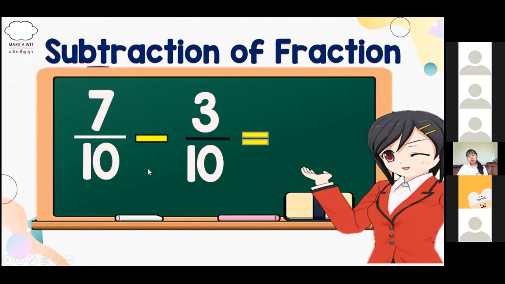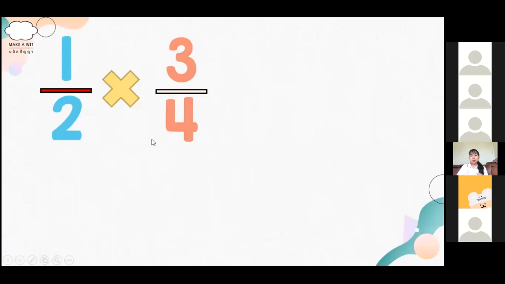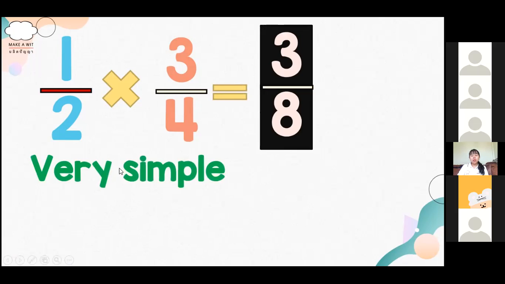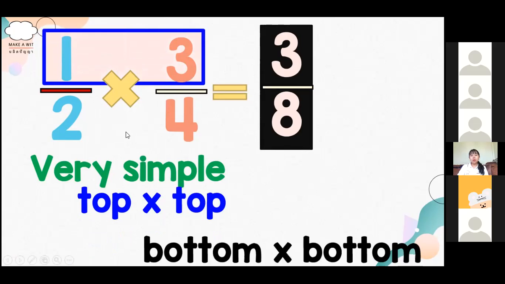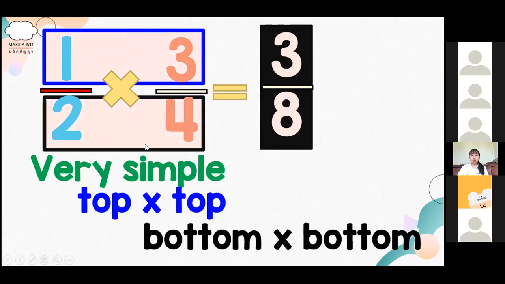Next we have 7/10 minus 3/10 equals 4/10, or 2/5. Next is multiplication. We have 1/2 times 3/4. Very simple. We can just do top times top, bottoms times bottoms. That is how you multiply fractions. So it becomes 3/8.